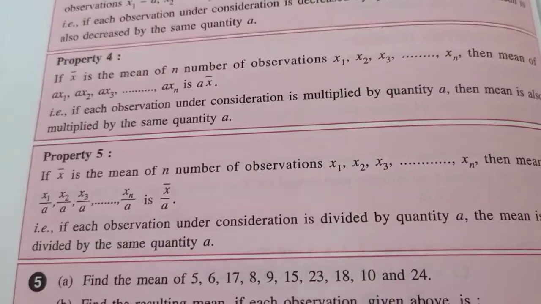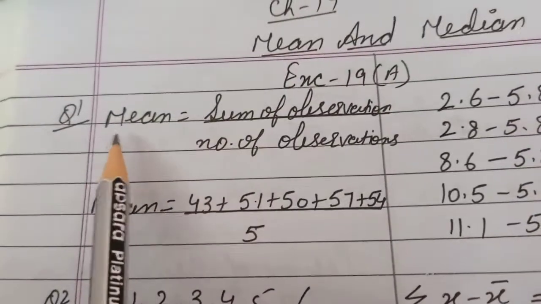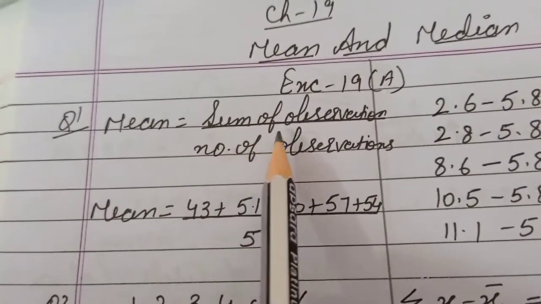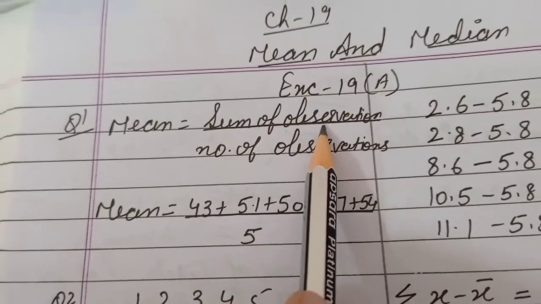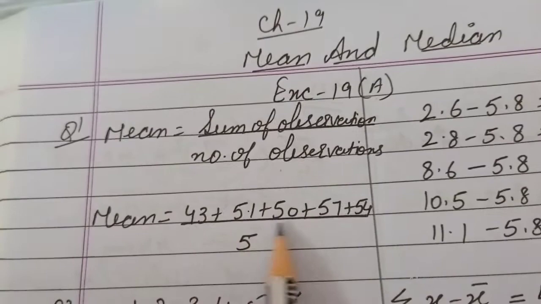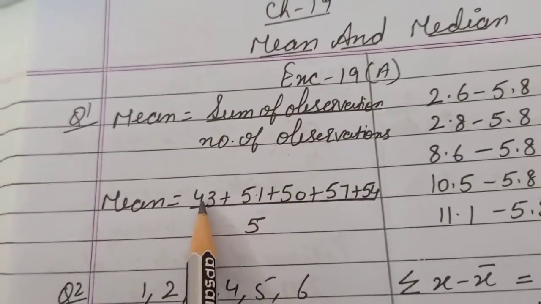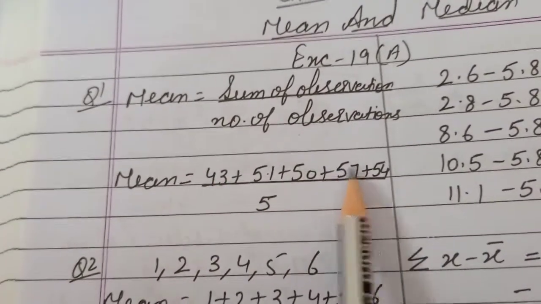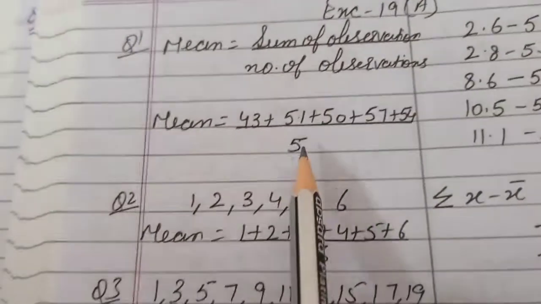Now let's start with the exercise. Question number 1. Find the mean of the observations given. This is very simple. I wrote the formula: sum of observations divided by number of observations. These are the observations. Count how many are there: 1, 2, 3, 4, 5. So this you will solve yourself.